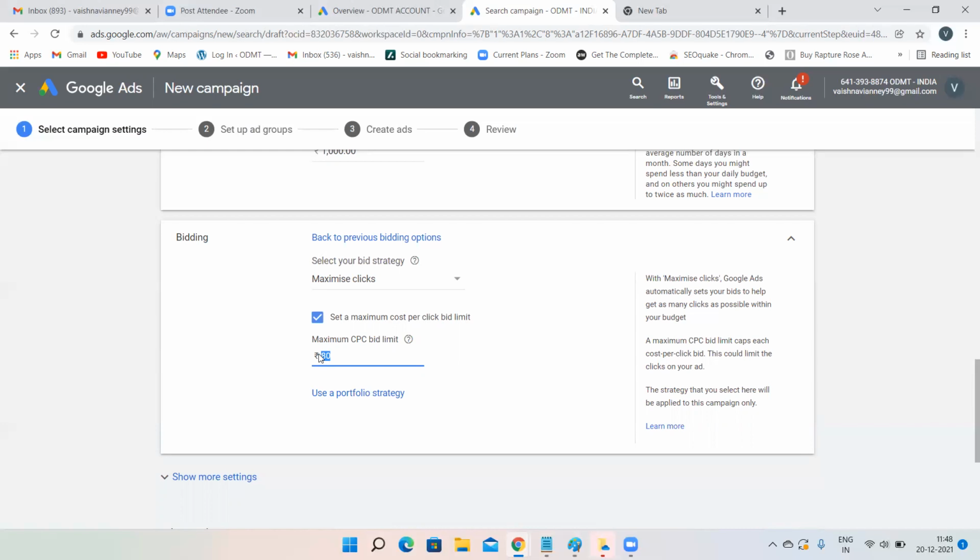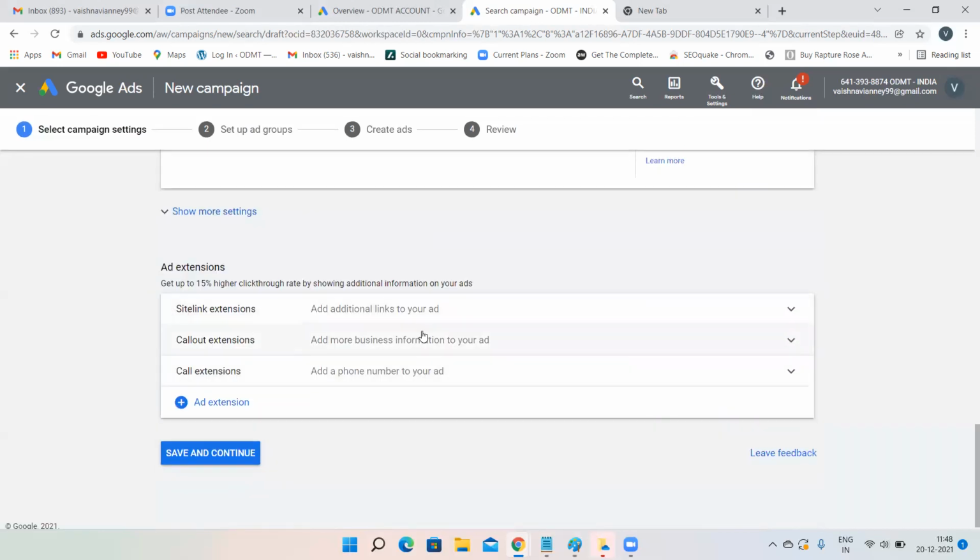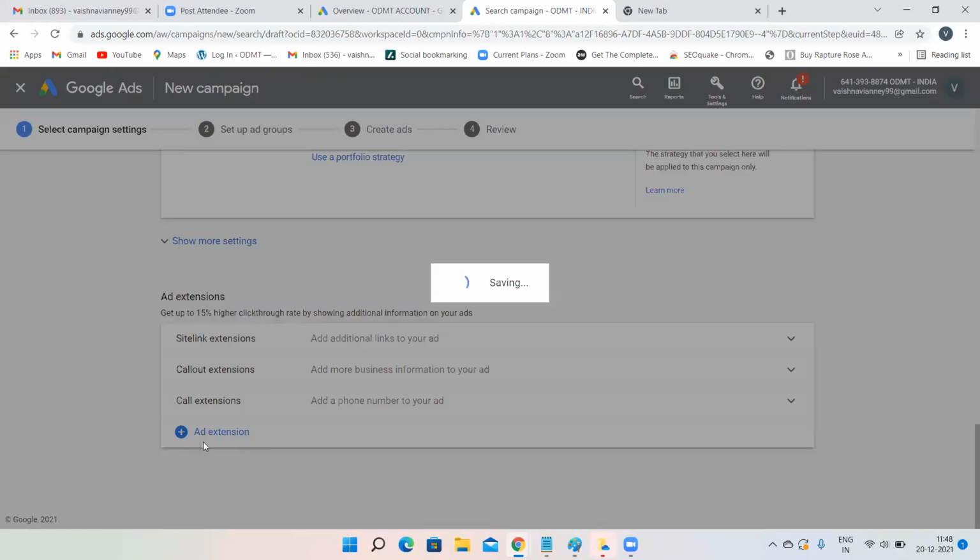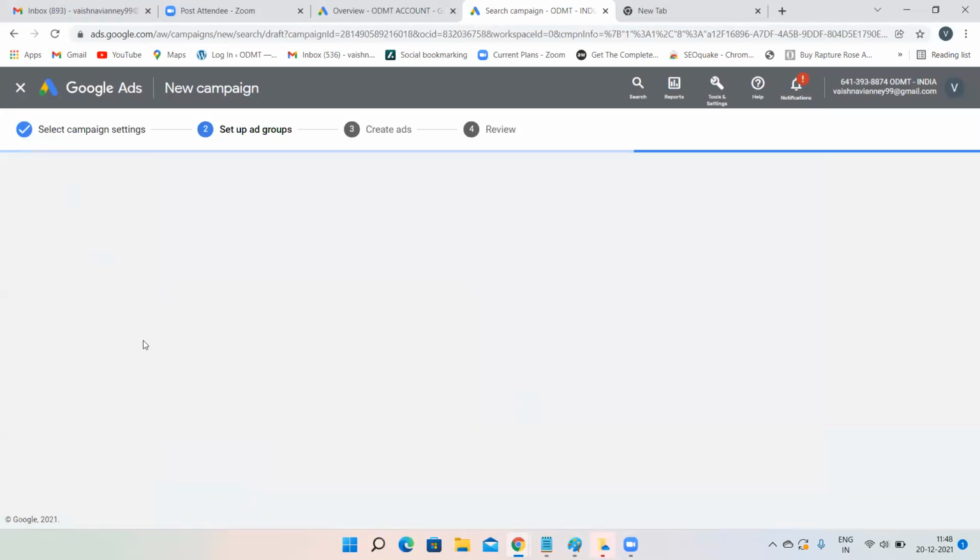You will be at second position, but Google will not take more than 80 rupees from you because you are setting a limit over here, maximum. This is not actual CPC. Actual CPC, Google will decide. You are just telling maximum CPC. That means from 1 to 80 rupees, how much ever you want, you can take. More than 80, you should not take. You are telling to Google. So again, extensions, leave it, show more settings. So now your campaign level is done.